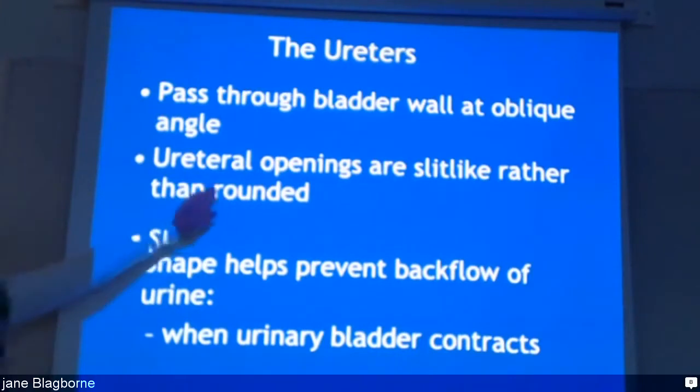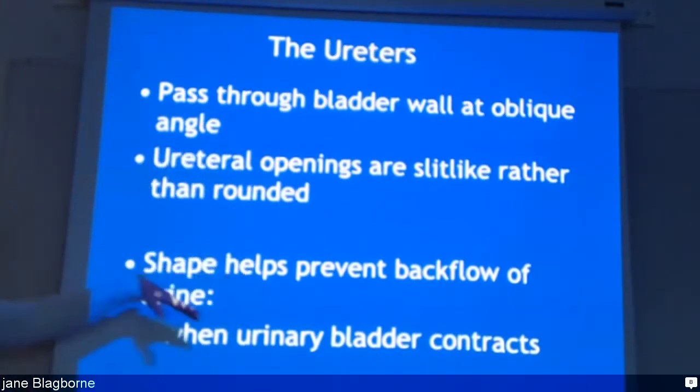The slit-like shape of the ureters when they come into the bladder is just to stop the backflow of urine so it doesn't creep up into the kidneys and start backing up.